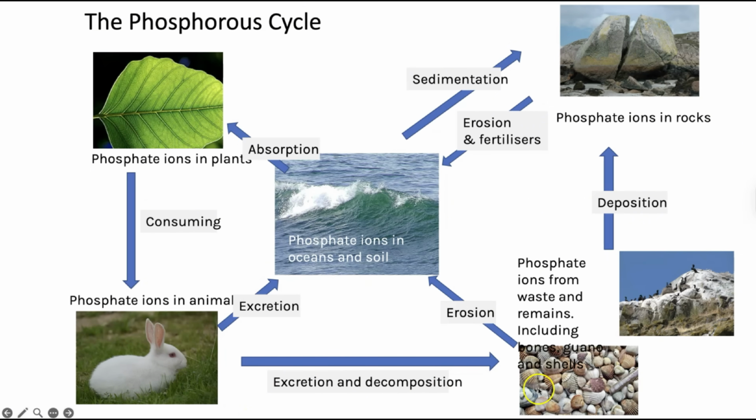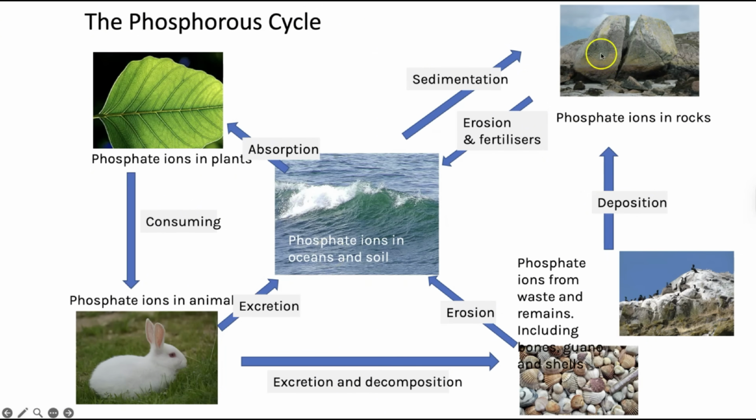But we also have phosphate ions from waste and remains, such as bones and shells that don't get broken down as rapidly. And also guano. Guano is this bird pee, this white bird pee that you can see here, which is very rich in phosphorus. Now, those bones and shells that aren't going to be decomposed by the saprobionts will be broken down through erosion over time, and that returns the phosphate ions back to the ocean and soils.